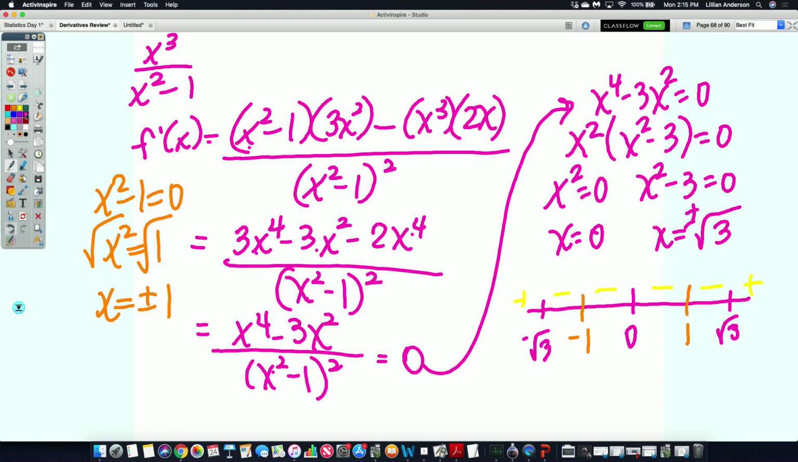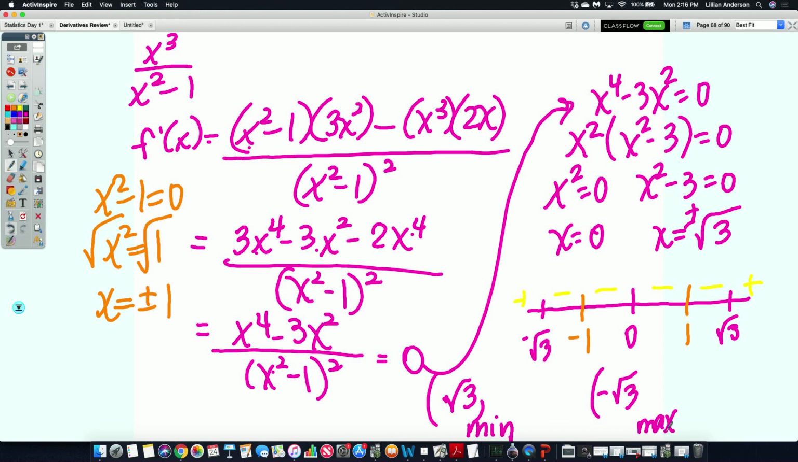Where do they occur? At the square root of 3 and negative square root of 3. What's happening at positive square root of 3? Is that a max or a min? It goes from negative to positive, so it's a min. And at negative square root of 3, that is a max.